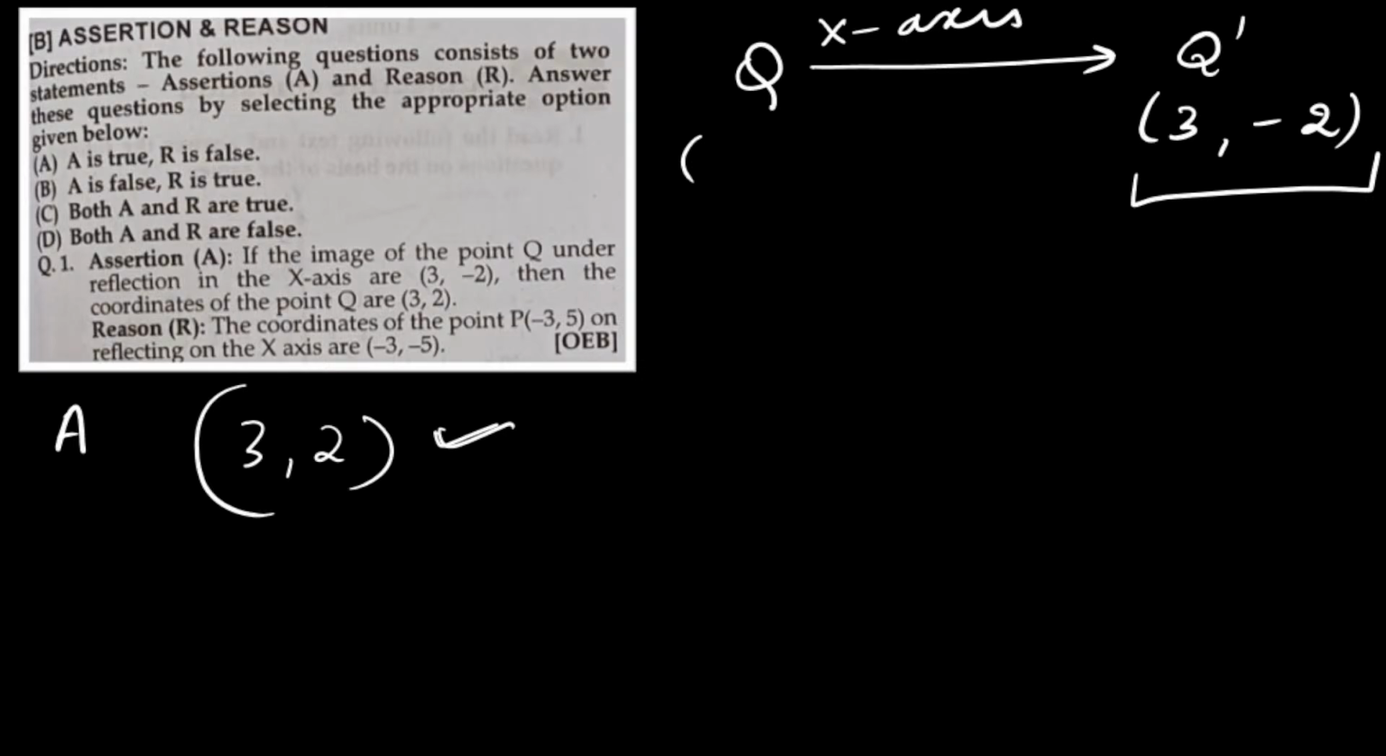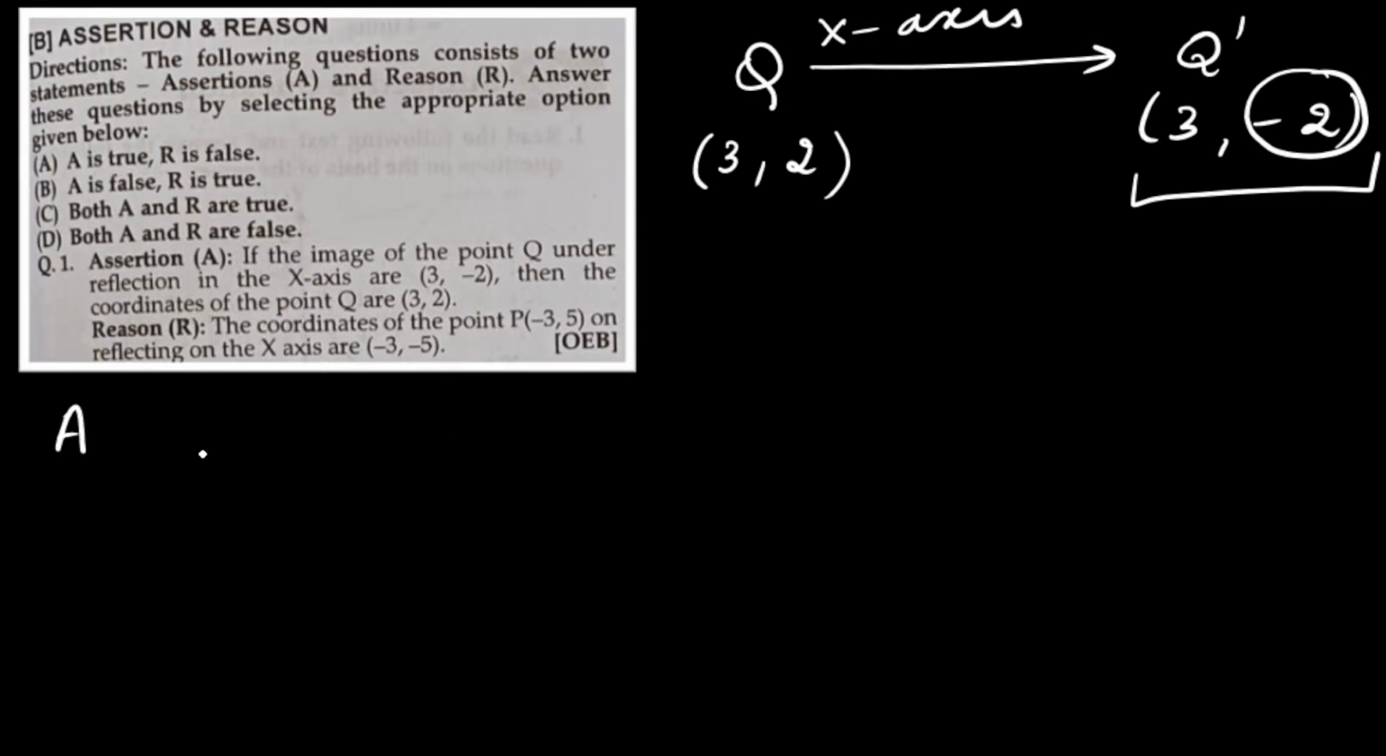So let's check. Okay, Likita has given the answer already. So here, if a reflection is happening through the x-axis, that means x will remain the same, so it will be 3 only. y is changed. So y would have been positive 2 only, and because of that, positive 2 changed to negative 2. So that means the coordinates of point Q are 3, comma, minus 2. That's what is given to us also. So here it shows A is true. The assertion statement is true.